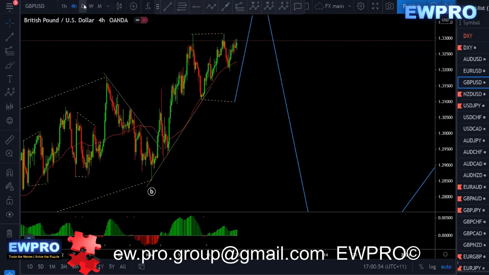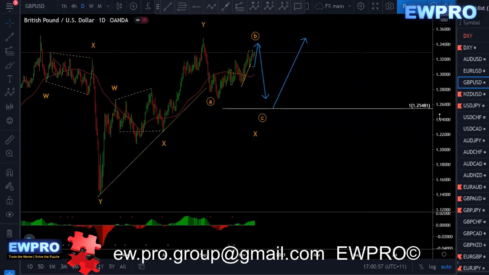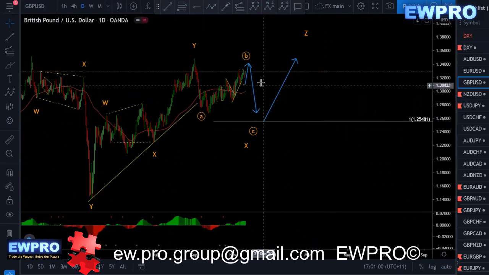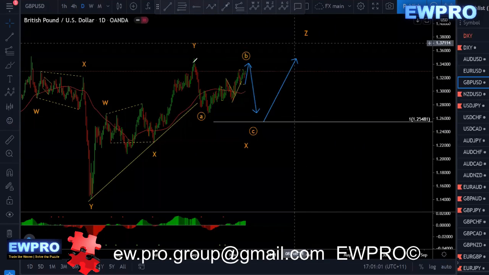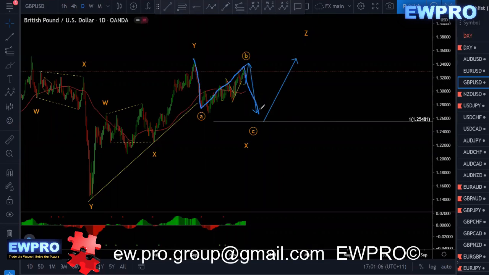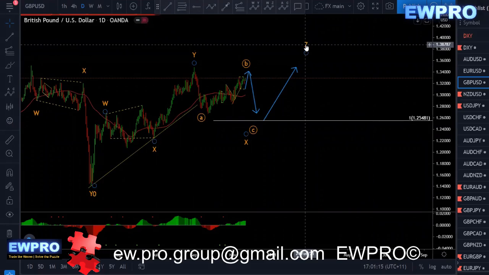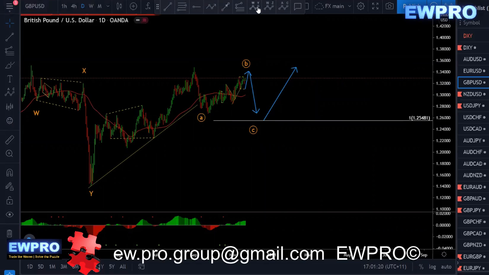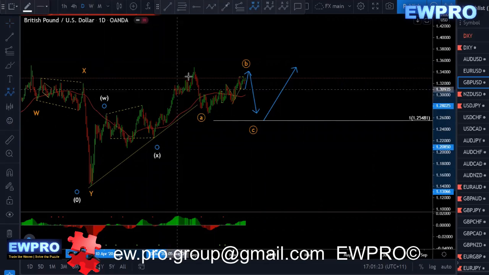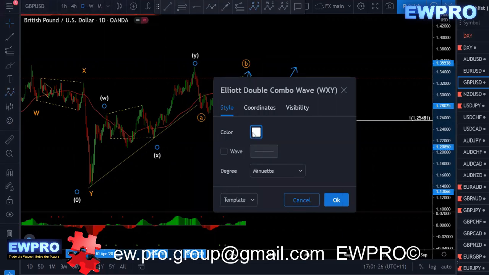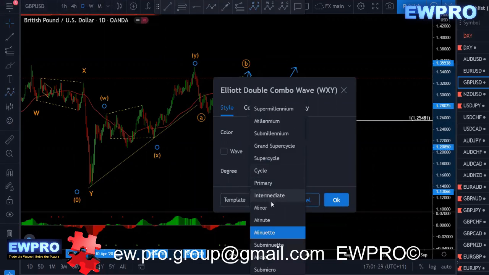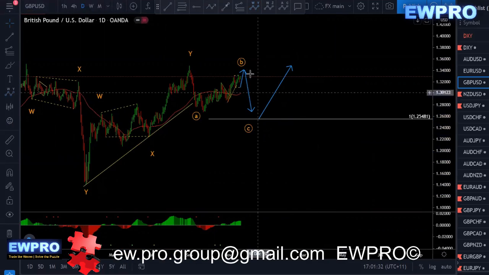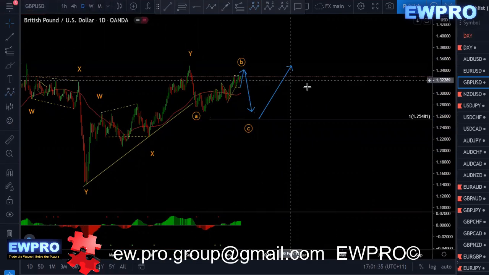GU, this is a tricky one. It's so messy. This here, A, B, C, is going to be a larger correction. So I can remove the Z up. It won't be a Z, so I'll remove that. Just W, X, Y.